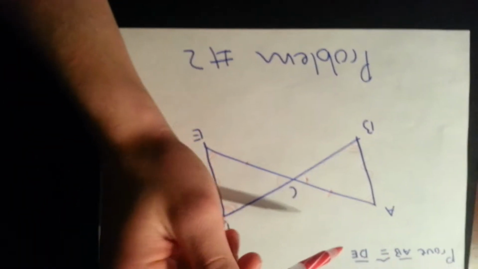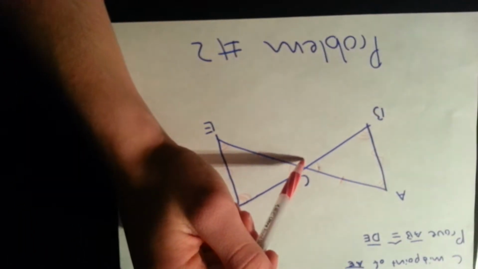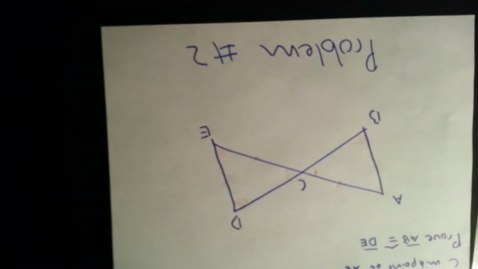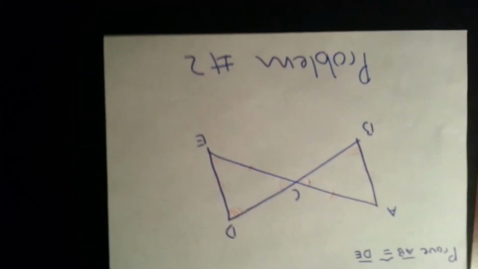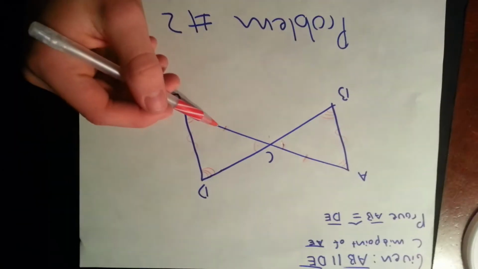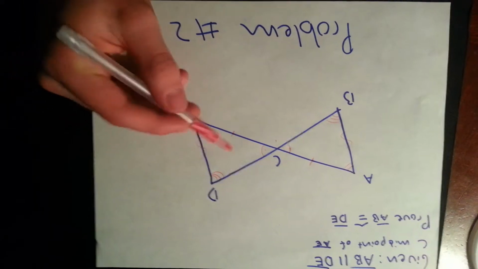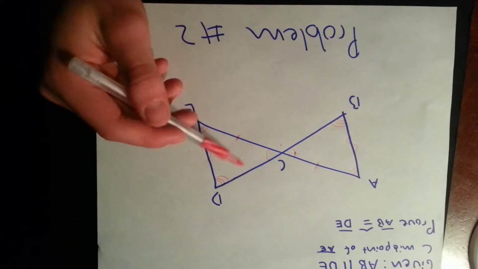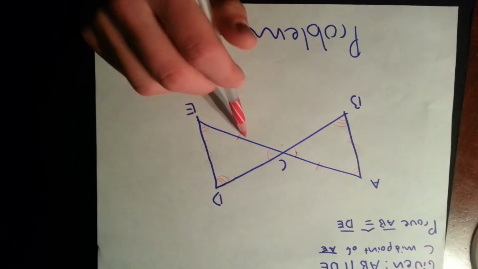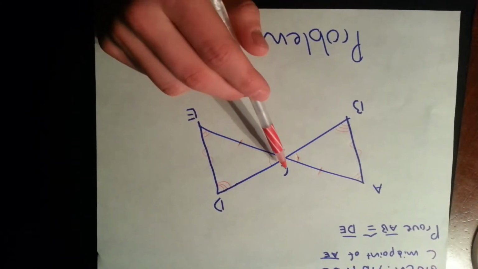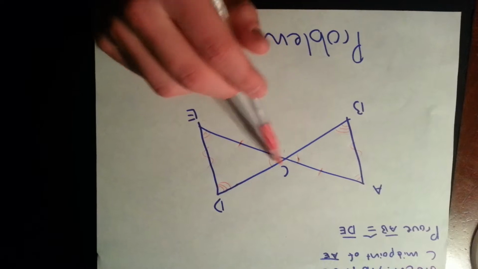What does that mean, though? It means that triangle ABC is congruent to triangle DEC because you have this angle here because of alternate interior, this because of C being the midpoint, creating two congruent segments, and this angle because vertical angles.